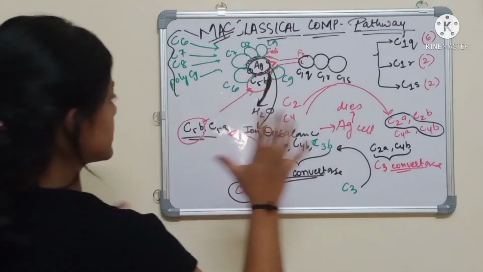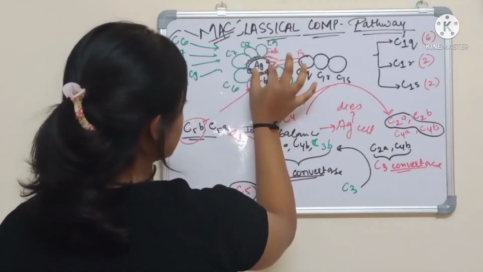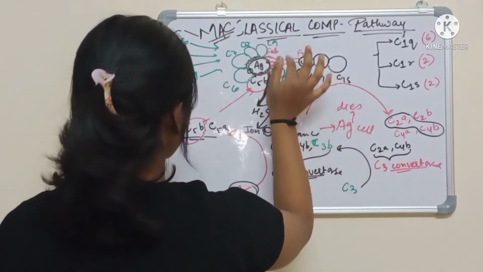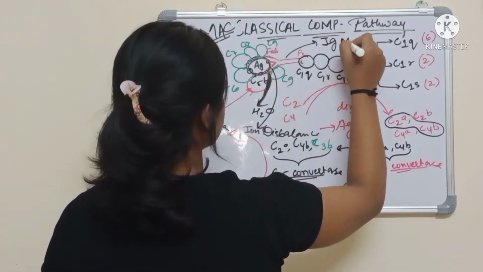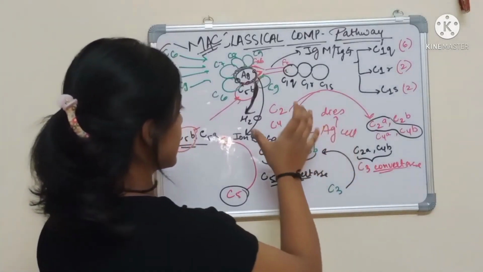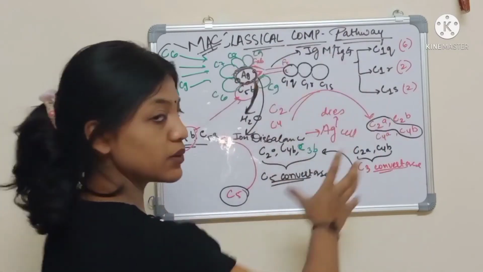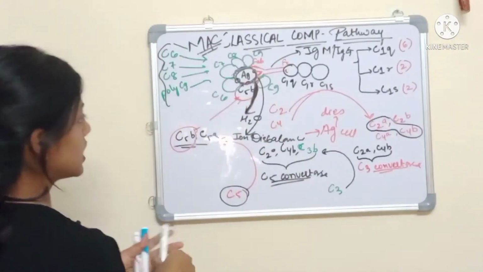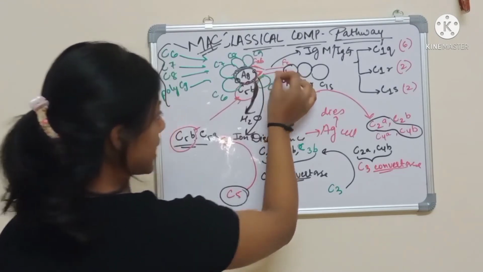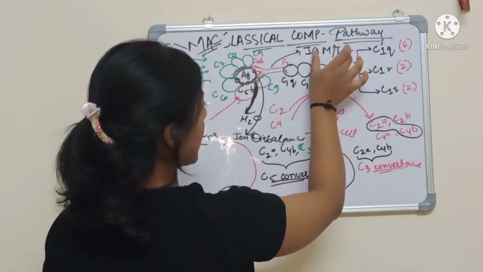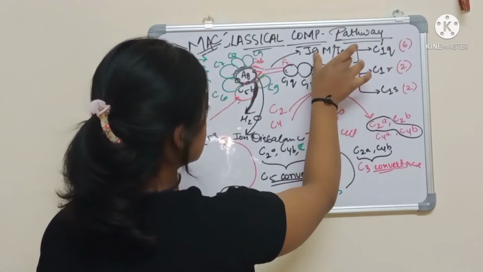So let me explain once again what happened. This is the antigen. To that antibody will bind, and that antibody either can be IgM or it can be IgG.